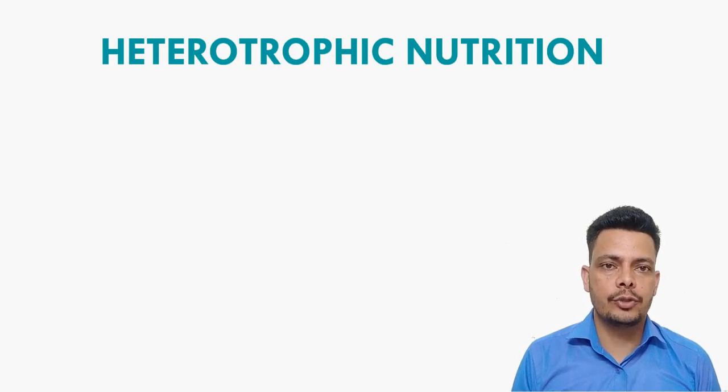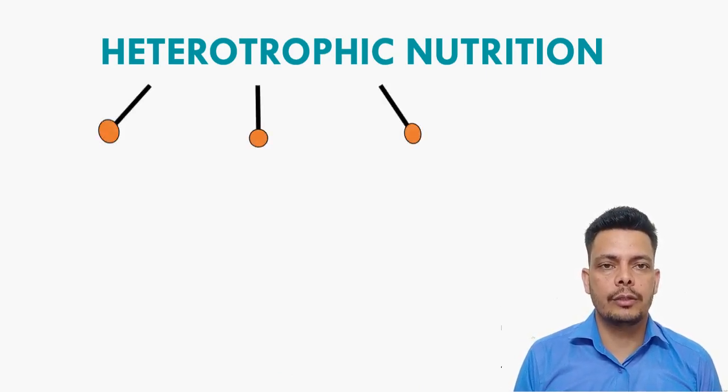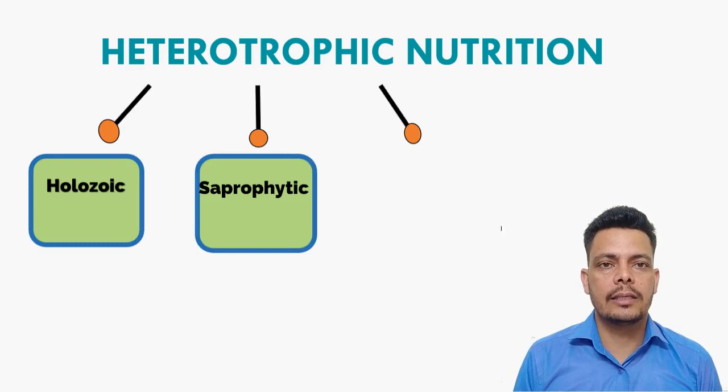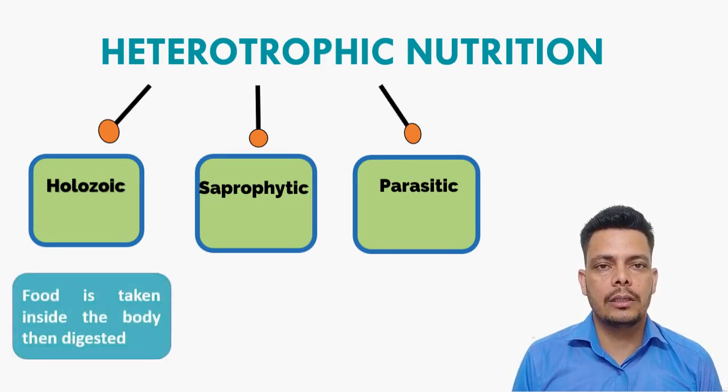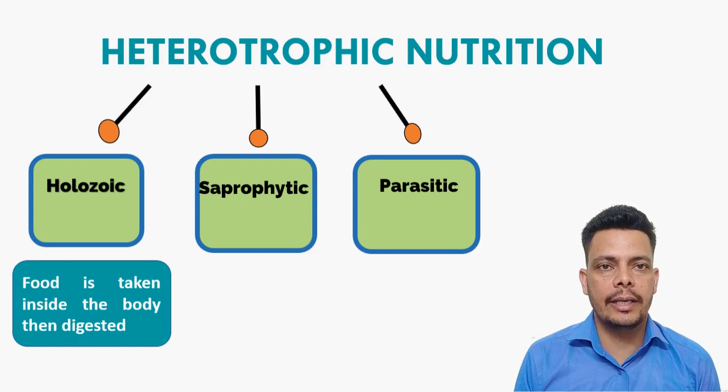There are three types of heterotrophic mode of nutrition. The first is holozoic, then saprophytic, then parasitic mode of nutrition. In the holozoic mode of nutrition, first the organism takes the food inside the body, then digests it. They don't digest the food outside.